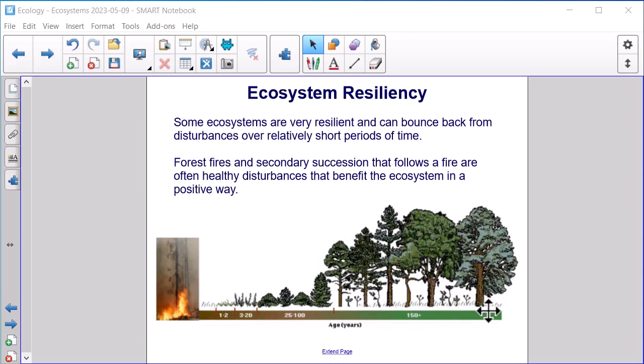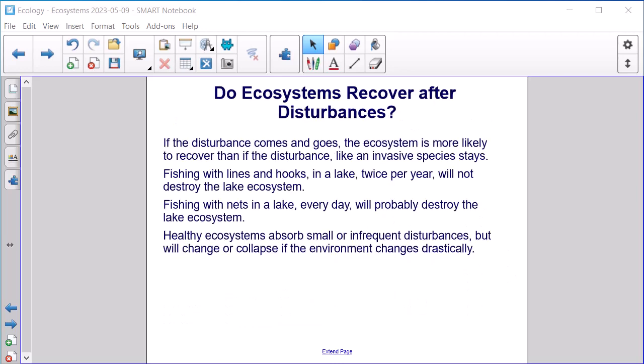Do ecosystems recover after disturbances? If the disturbance comes and goes, the ecosystem is more likely to recover than if the disturbance, like an invasive species, stays. Fishing with lines and hooks in a lake twice per year will not destroy the lake ecosystem. Fishing with nets in a lake every day will probably destroy the lake ecosystem. Healthy ecosystems absorb small or infrequent disturbances, but will change or collapse if the environment changes drastically.